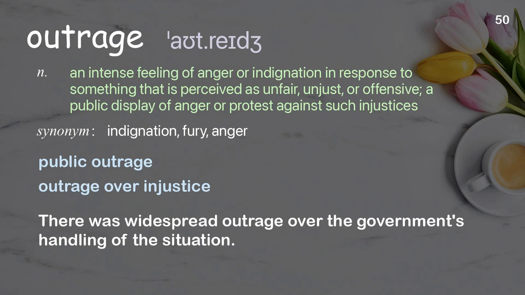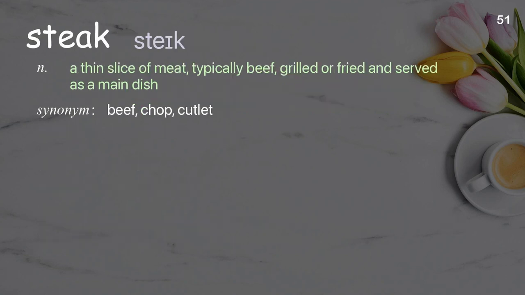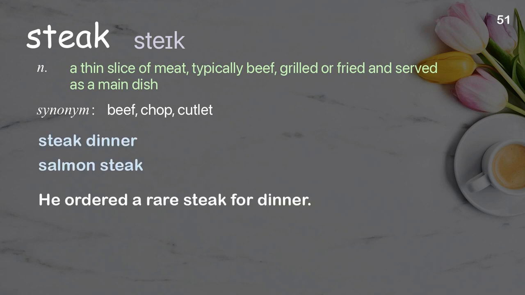Steak. A thin slice of meat, typically beef, grilled or fried, and served as a main dish. Examples: steak dinner, salmon steak. He ordered a rare steak for dinner.